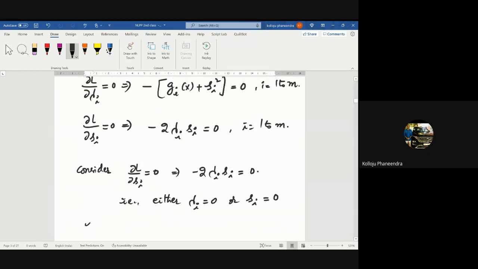Yeah, exactly. If lambda i equal to 0, just wait, to simplify these conditions, give me a minute. Lambda i s_i equals 0, done.